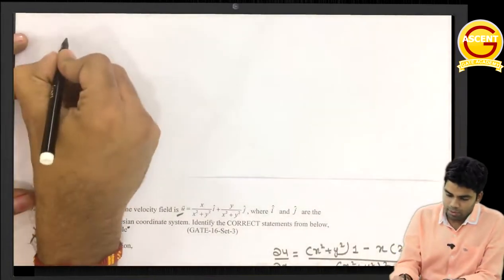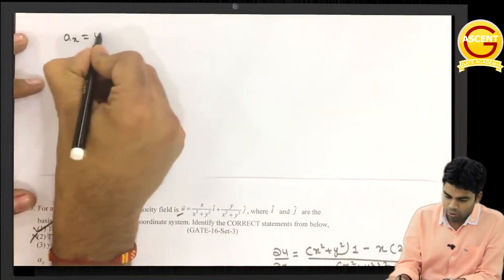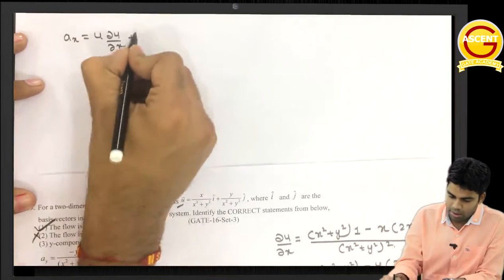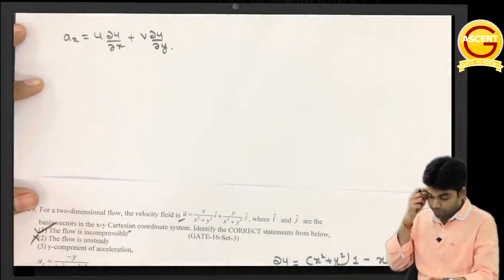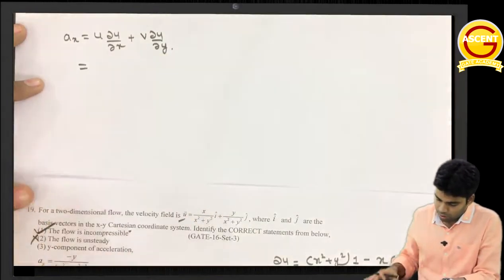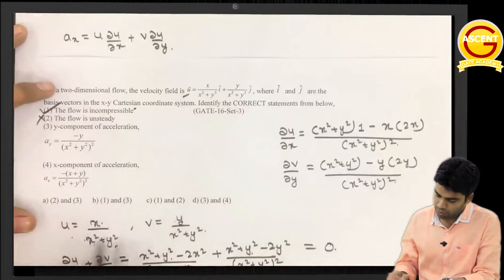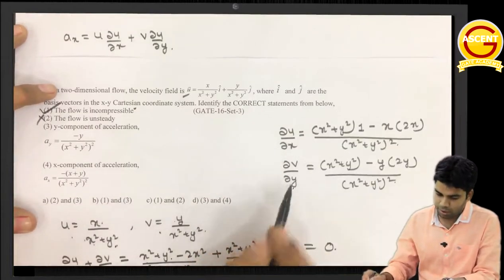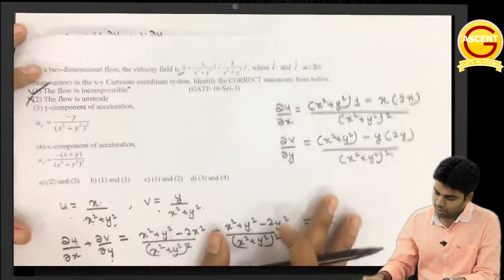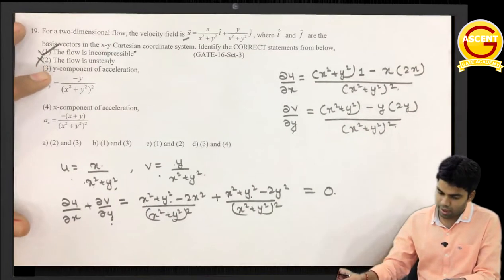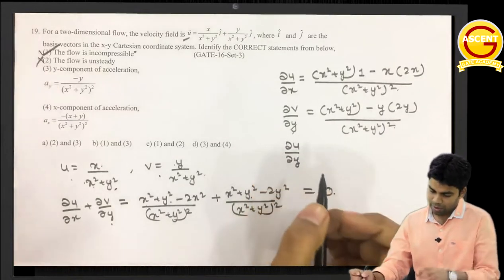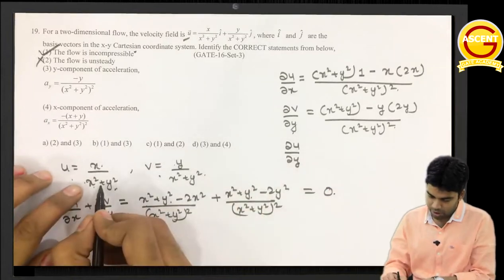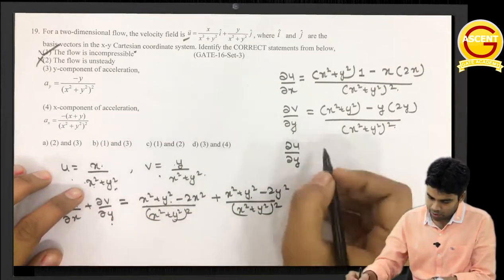Now we know the x component of acceleration, suppose ax, is equal to u del u by del x plus v del u by del y. So this will be equal to what? We have the values of u and v, and del u by del x. Similarly we can determine del v by del x and del u by del y also. Now what will be del u by del y?